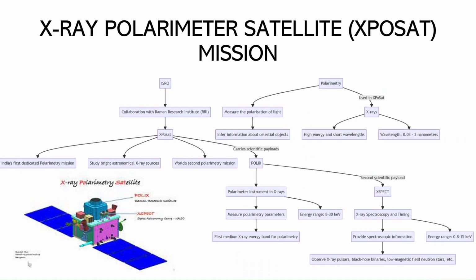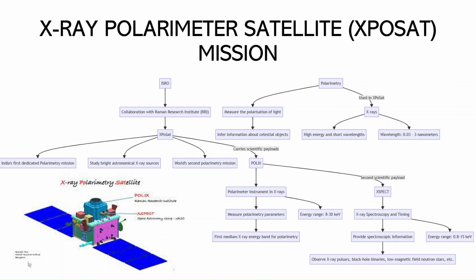Next, ISRO is collaborating with the prestigious Raman Research Institute in Bengaluru to create the XPOSAT. So what is XPOSAT all about? XPOSAT is India's very first dedicated polarimetry mission. It's on a mission to study various dynamics of bright astronomical X-ray sources in extreme conditions. It's also the world's second polarimetry mission following NASA's Imaging X-ray Polarimetry Explorer, that is the IXPE.